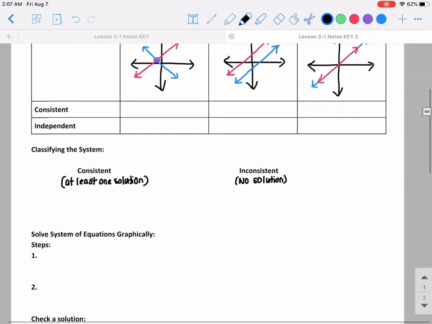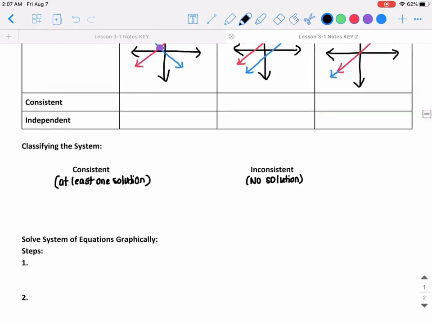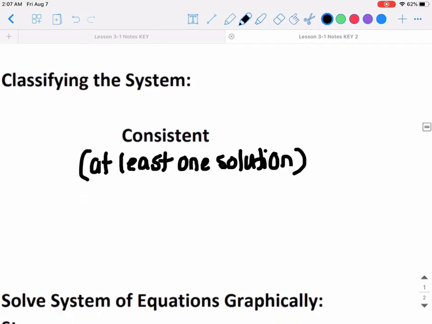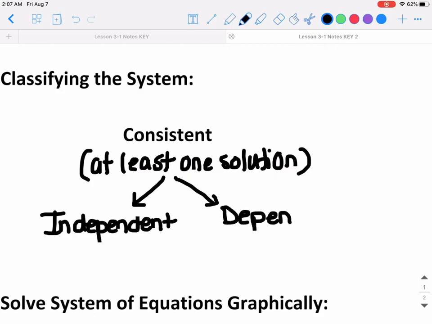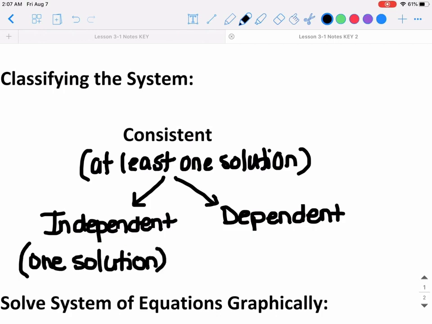If I can categorize a system as consistent, I also have to say what kind of consistent it is. I could say it's independent, or I could say it's dependent. Independent means one solution, and dependent means infinite solutions.